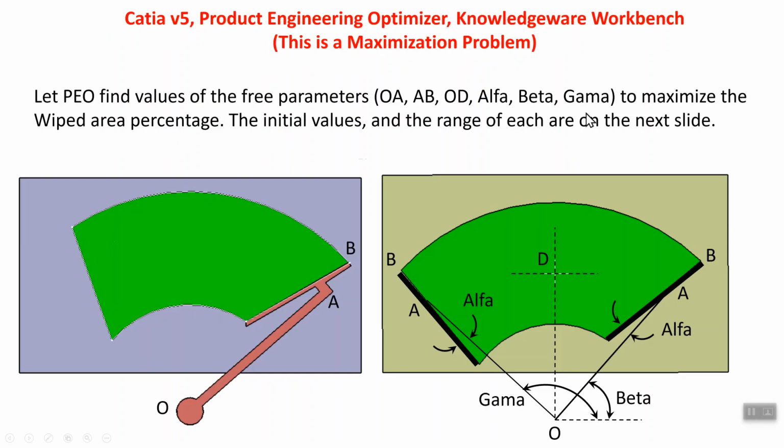Here's another one. We have a wiper blade, for example of a car, shown on the left, and some dimensions: OA, AB, and OD, which is the distance from the revolute joint all the way to that location. Alpha, beta, and gamma are to be found. So there are 6 free parameters, and the other dimensions are fixed. For example, the dimension of the wiped area, the rectangle, is fixed, etc. And you're supposed to find these design parameters.